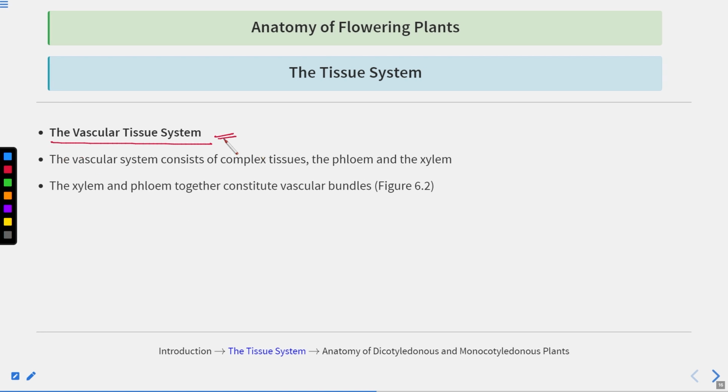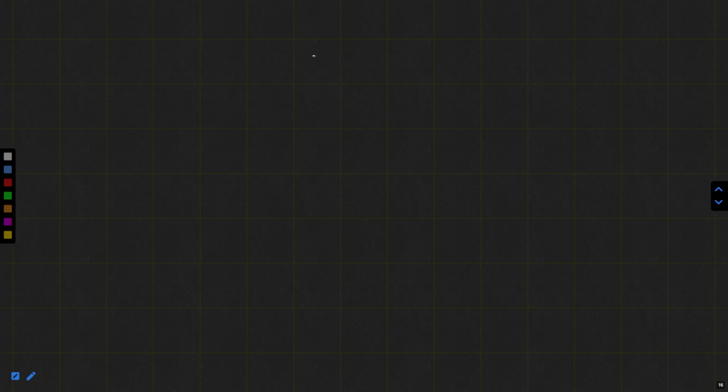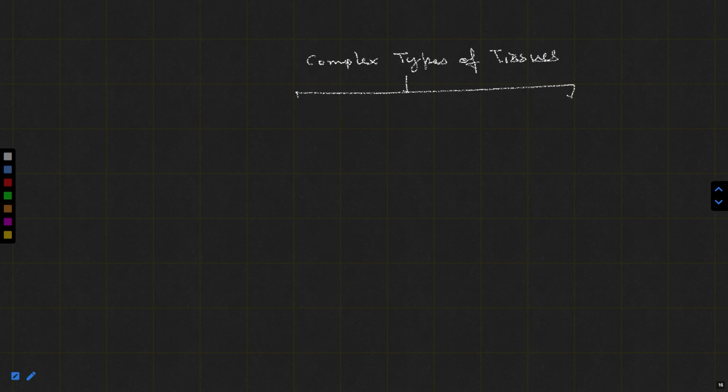Vascular tissue system. The vascular system consists of very complex tissues, phloem and xylem, and the xylem and phloem together constitute the vascular bundle. So let us see what these complex types of tissues are. In plants, we have two different types of tissue, xylem and phloem.